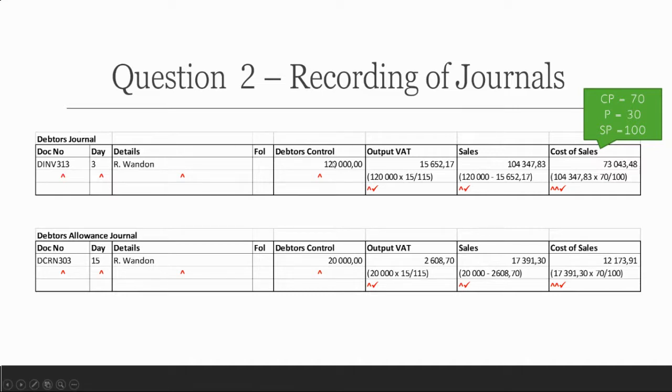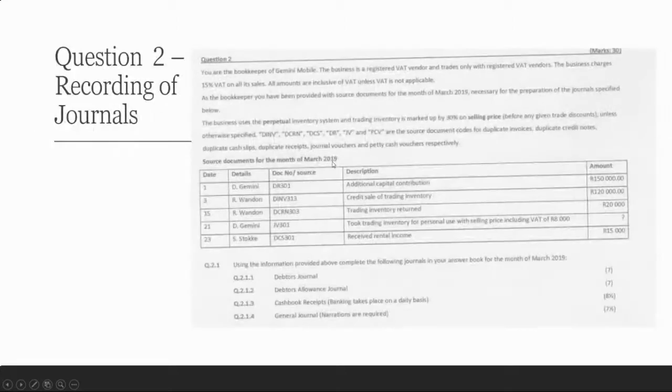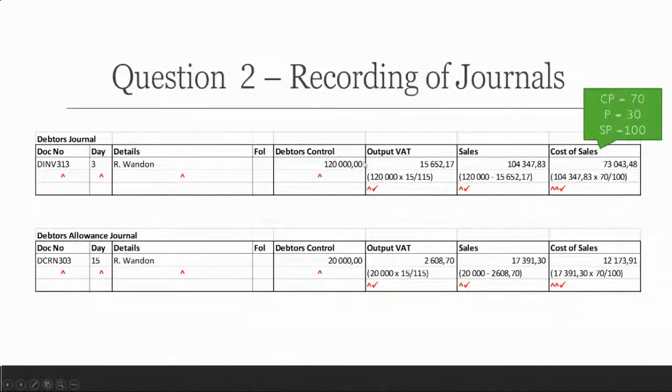Now the debtors control was 120,000 if we just go back. So they've given you the 120. They said all these amounts are already inclusive of that. So what happens now is you start with 120 and now you had to go work out the VAT component. Now where students lost marks here is instead of the 15 over 115, they multiplied it with 15%, because they forgot that this amount was already inclusive of VAT. If you did the VAT correctly, you would have received a mark and a half here.